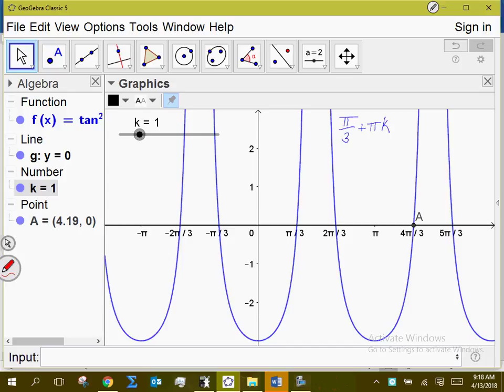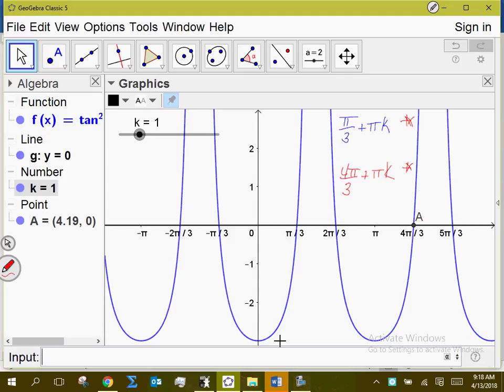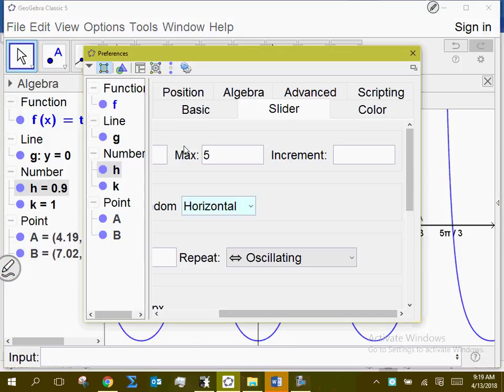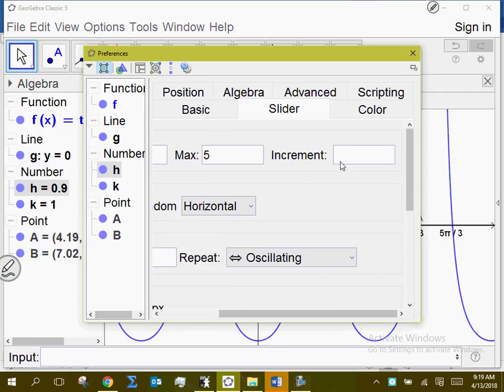Does everybody see then that in our list, if I go back to the Word document, we would have 4 pi over 3 plus pi k? Do you see that this formula generates these as well? And if you're not seeing that, let me write this. Let's say we start with 4 pi over 3 plus pi, and I'll use a different variable, h instead of k, comma 0. Create that slider. Let's change it from 0 to 5. Let's go by 1s.